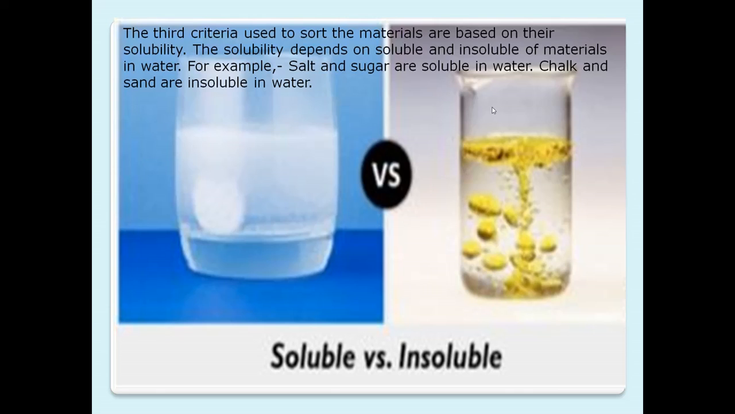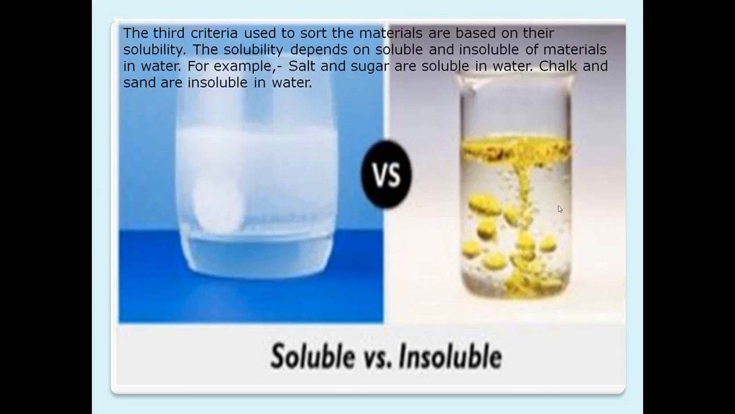The third criteria that is used to sort materials is their solubility. Here is an image where we have taken a glass of water. In one glass, we have put salt. You are seeing the salt crystals that are put in the first glass and oil that is poured in the second glass. Here you can see salt is dissolving easily. Salt is soluble. It is dissolving in water easily.